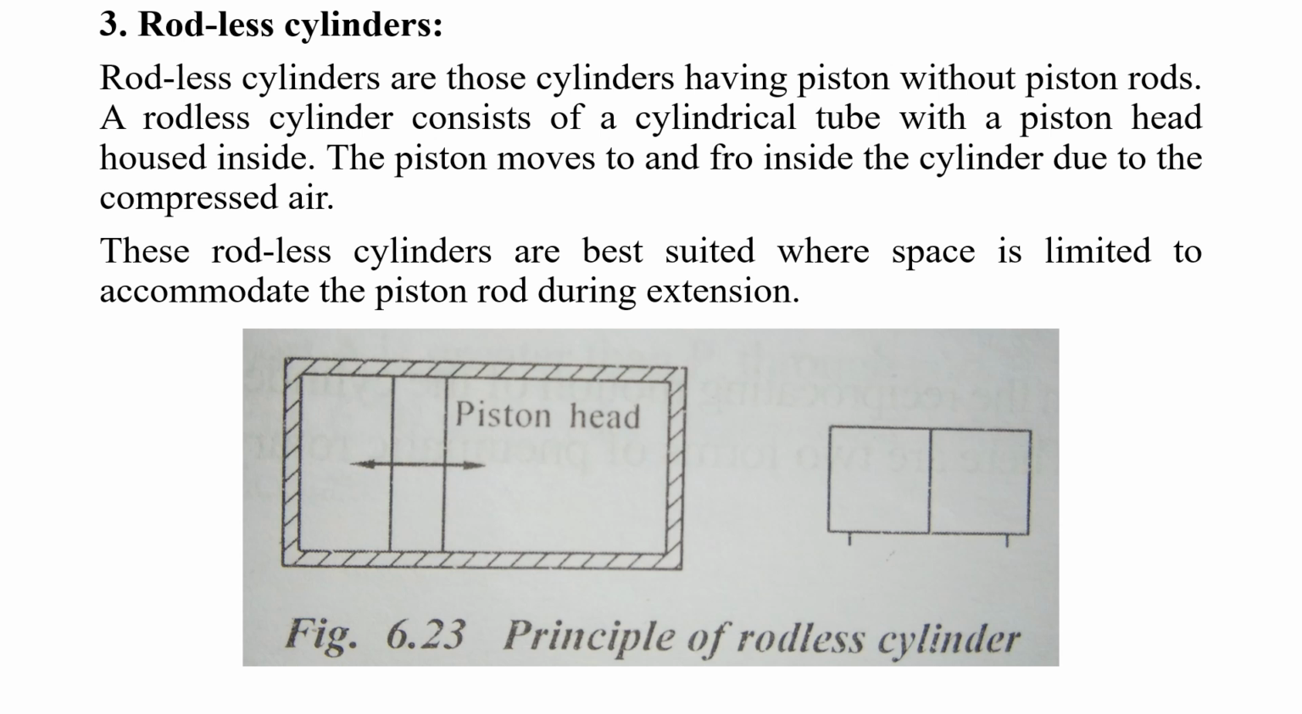These rodless cylinders are best suited where space is limited to accommodate the piston rod during the extension stroke. Normally, if you use a rod cylinder, you need to give more space to accommodate that cylinder. If it doesn't have a rod, then it requires less space compared to a piston or rod type of cylinder. For that reason, where we have a space restriction, they will go for rodless cylinder applications.